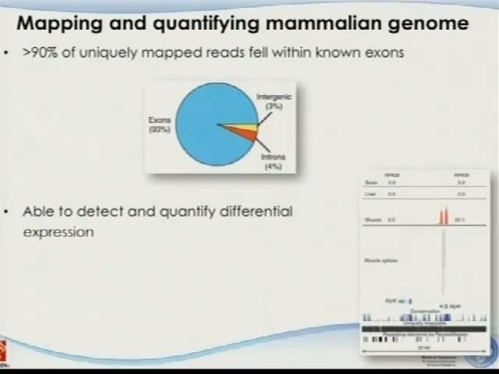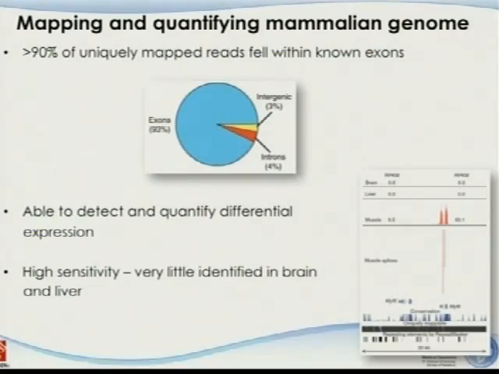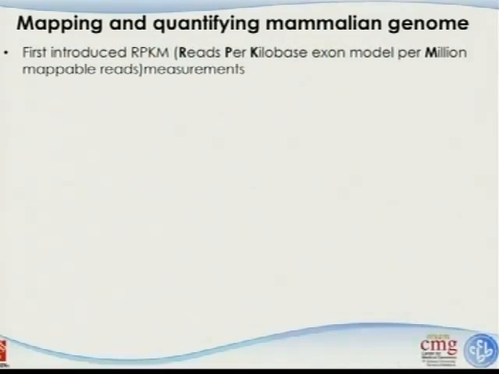They said they were able to detect and quantify differential expression. It sounds pretty straightforward. This is 3 different tissues: brain, liver, and muscle, and this is a muscle-specific gene. They went there, and they see very strong signals in that region where there's nothing in the brain and the liver. Based on this, they concluded that it has high sensitivity, with very little identified in brain and liver, because this is a muscle-specific gene.